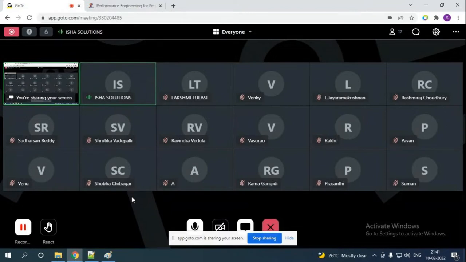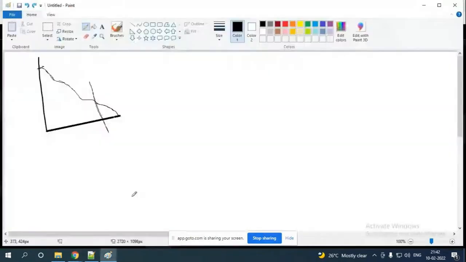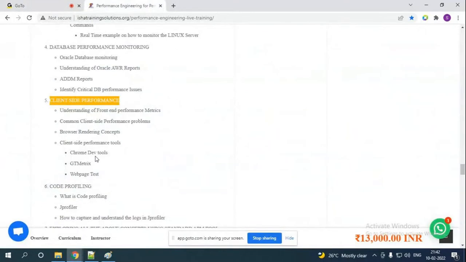Nowadays, there is a concept called Google Web Vitals. Many customers have started discussing it. What is Cumulative Layout Shift? What is Largest Contentful Paint? What is Total Blocking Time? Every customer has started discussing these things. Google Web Vitals is an important interview question. All of that we are going to discuss in client side monitoring. In that we are going to learn GTmetrix, Chrome DevTools, WebPageTest, like that.